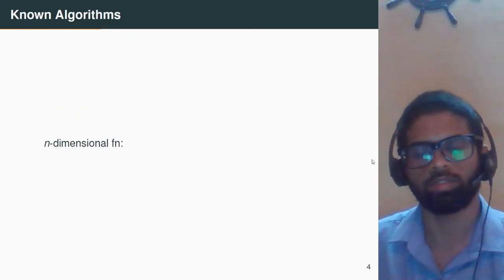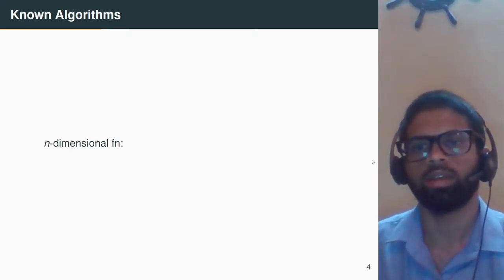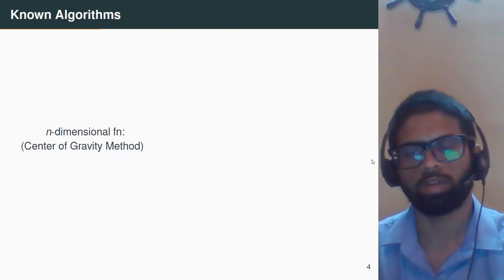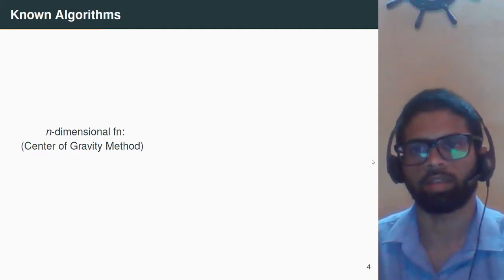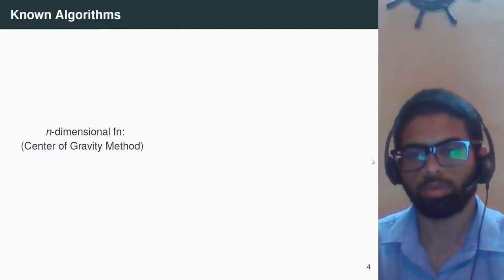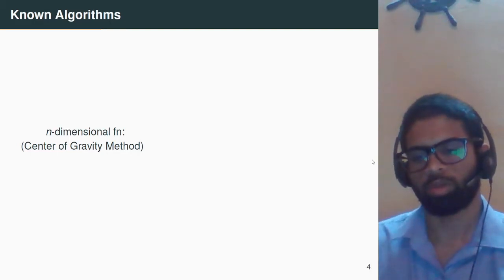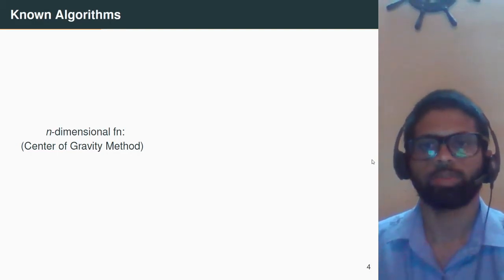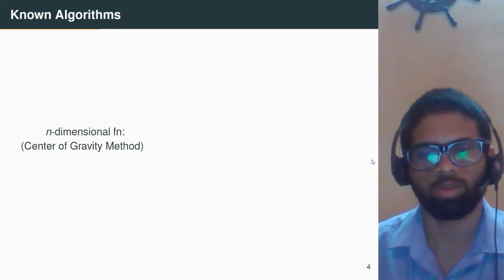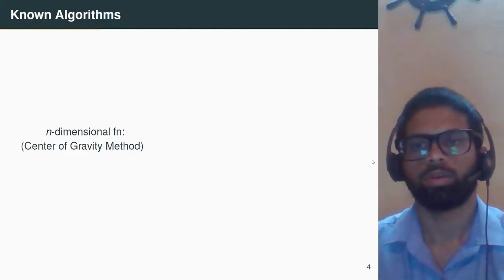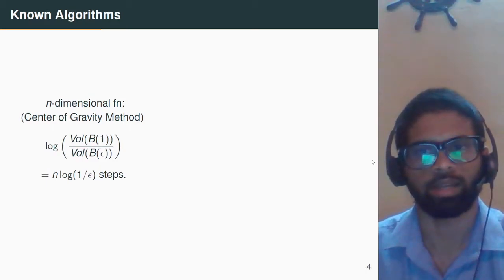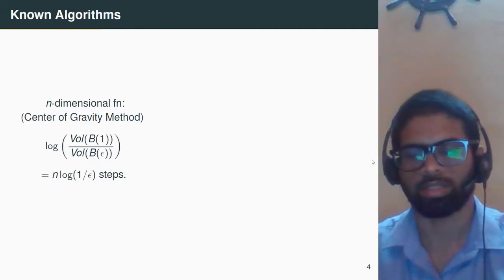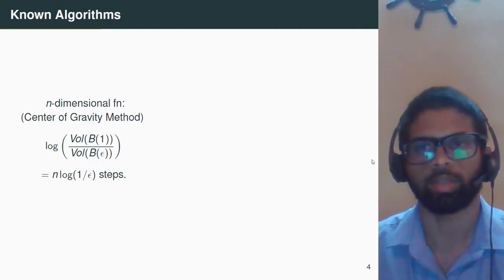For an n-dimensional function, can we still do binary search? Turns out we can. There's the center of gravity method, which essentially cuts down the volume in which you're searching by a constant factor at every query. But the number of queries it needs to actually reach an optimal point is large. The epsilon optimal points can just be an epsilon ball around the minimum, which has a volume (1/epsilon)^n. So the number of steps here is n log 1/epsilon. It depends on the dimension.